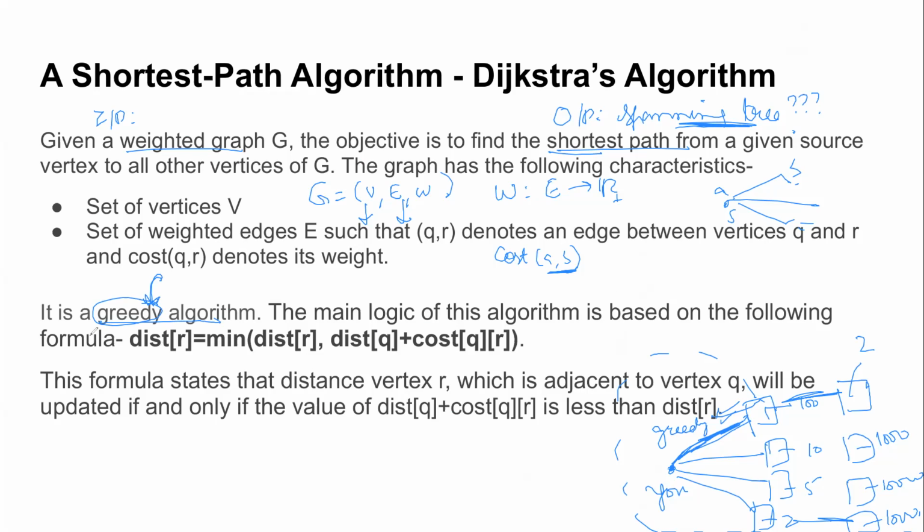Now let's see what the main logic of the algorithm is. The entire algorithm is going to rely on this formula. What is this formula? Let me just draw some notes and then I'll tell you. Suppose this is S. Then you have Q.